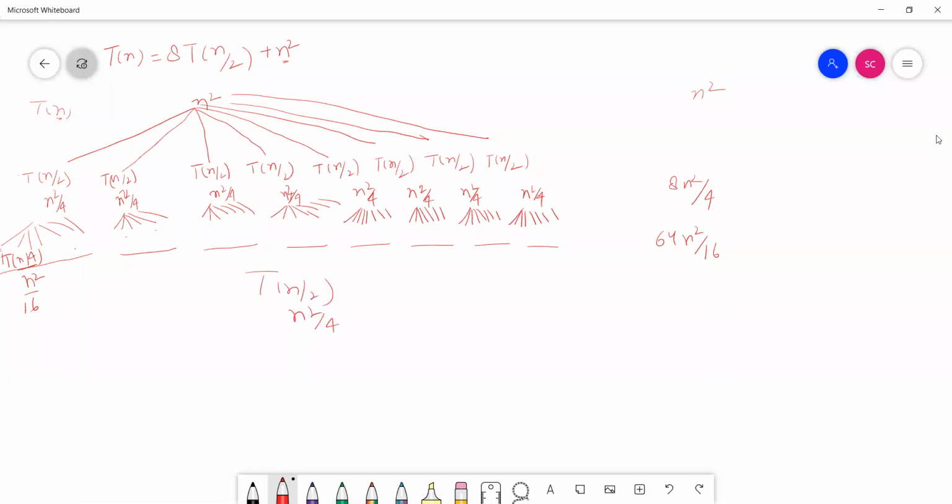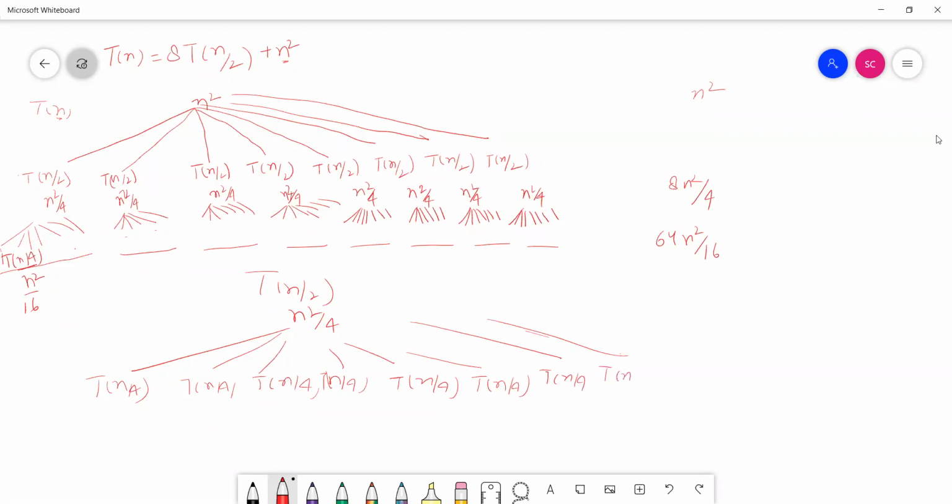expand this, doing n square by 4. So the first branch will give me n by 4. The second will again give me n by 4. The third will again give me n by 4. Fourth, n by 4. Fifth, n by 4. Sixth, n by 4. Seventh, n by 4. And eighth, n by 4.